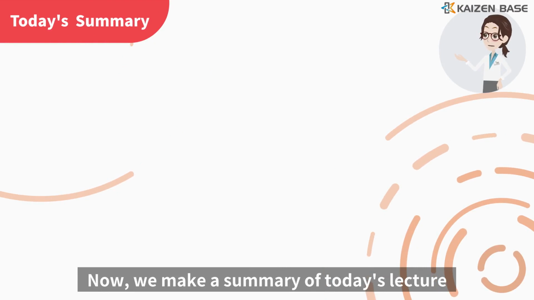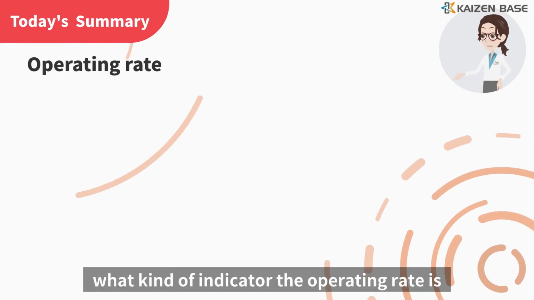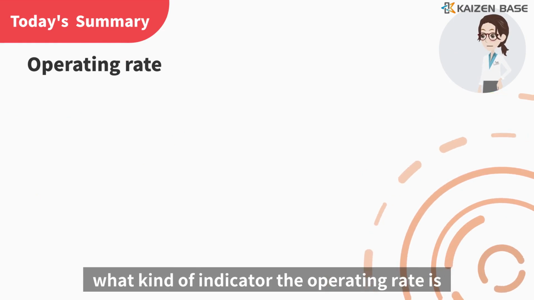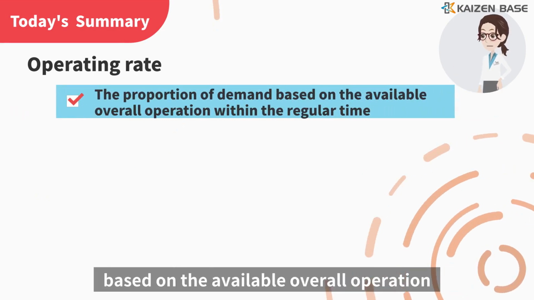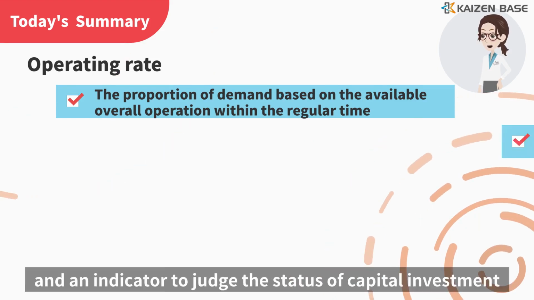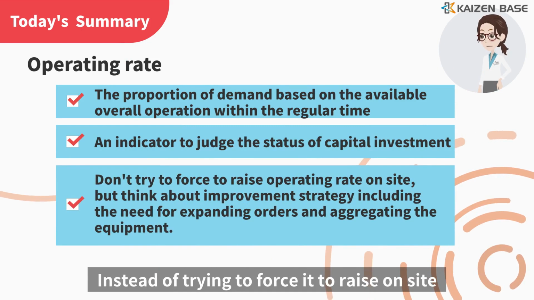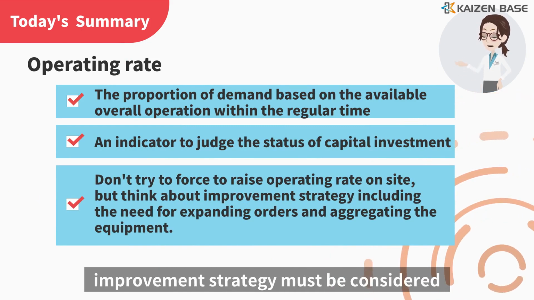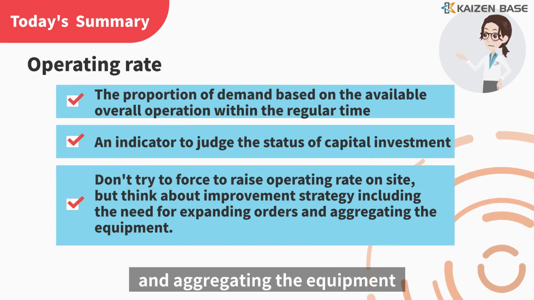Now, we make a summary of today's lecture. First, let's summarize what kind of indicator the operating rate is. Operating rate refers to the proportion of demand based on the available overall operation within the regular time and an indicator to judge the status of capital investment. Instead of trying to force it to raise on site, improvement strategy must be considered, including the need for expanding orders and aggregating the equipment.